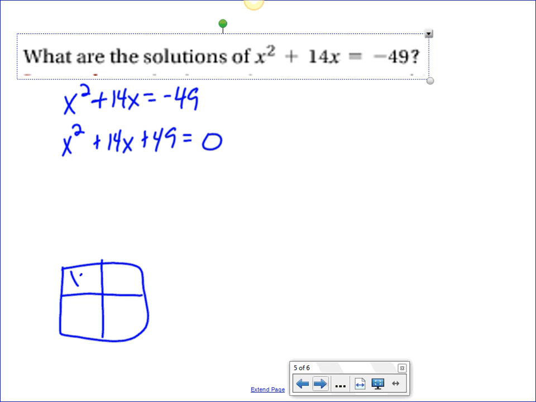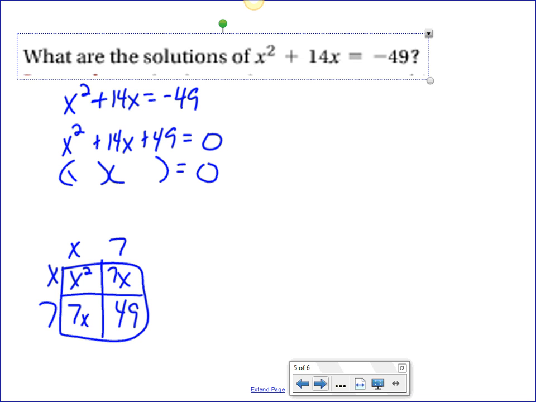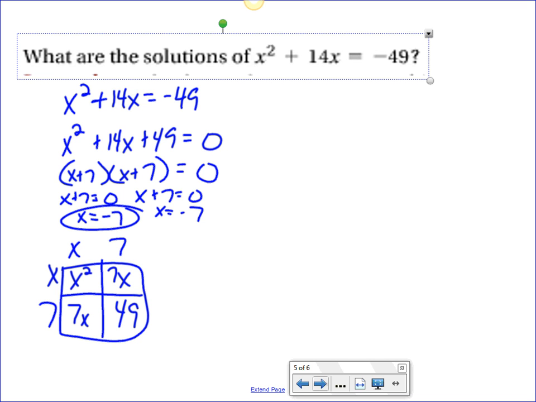However you want to factor it, you can use the box. So I got an x and an x. I got a 49, so a 7 and a 7, that would give you 7x and a 7x, which should give you the 14x. So I got x plus 7, x plus 7. So either this one's equal to 0 or this one's equal to 0. They're both the same thing, and you'd get x is equal to negative 7 on both of them. Okay, so your solution would be x equals negative 7.